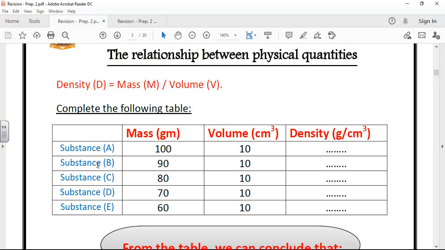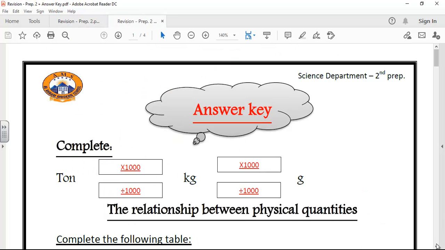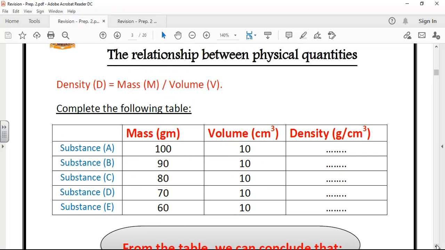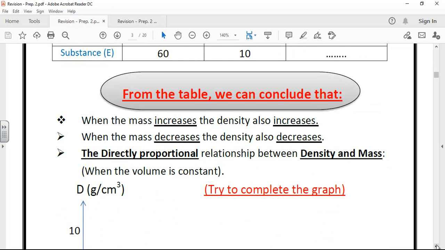The next one, B. Also, if you want to find the density, it will be 90 divided by 10 equals 9. The third one, 80 divided by 10 equals 8. 70 divided by 10 equals 7. 60 divided by 10 equals 6. As you can see, the answer key here, this is the table. The answer will be 10, 9, 8, 7, and 6. Okay, now go to the next part.